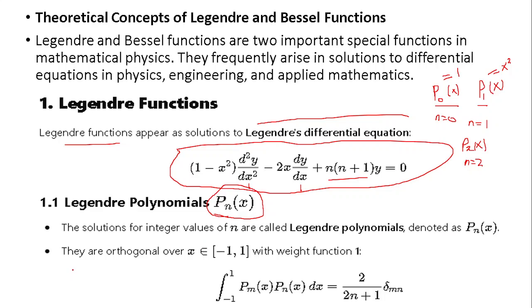These polynomials are orthogonal over the interval from -1 to 1. That means they oscillate between -1 and 1, and they have a weighting function, or weight function, of 1. So they start from -1 to 1. This is the polynomial P of this, and another polynomial P of this. When you do that, you will get this. Now, in this situation, m is not equal to n. You have to keep this at the back of your mind.